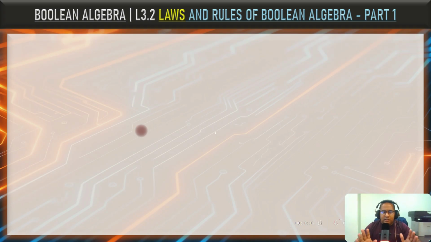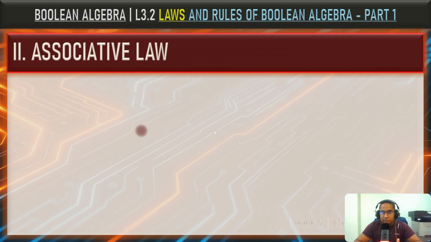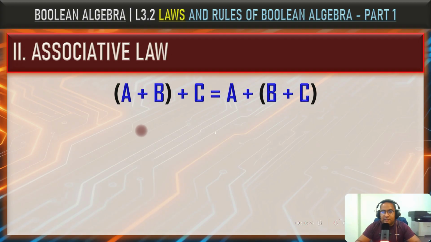Now let's move on to the associative law of Boolean algebra. This law states that the way we group the variables in expressions does not change the final result, both for Boolean addition and Boolean multiplication. So we have, for Boolean addition, A plus B, grouped inside the parentheses, plus C is equal to A plus B plus C inside the parentheses.